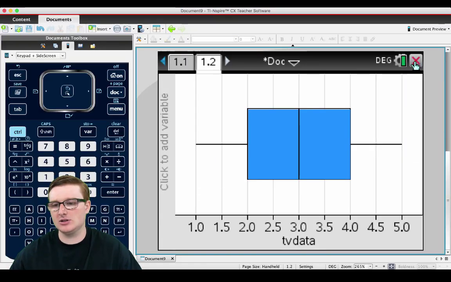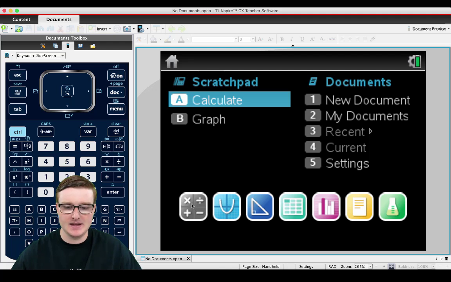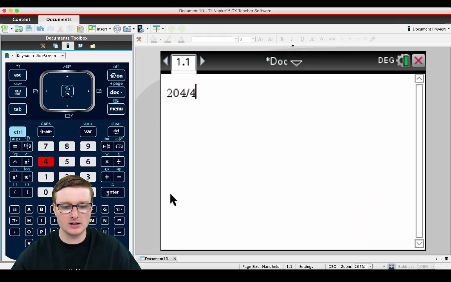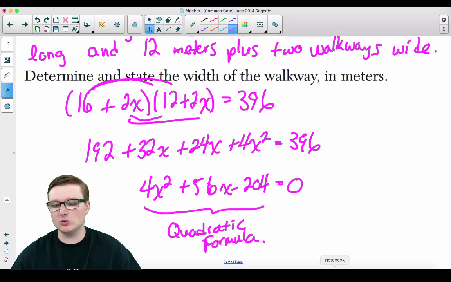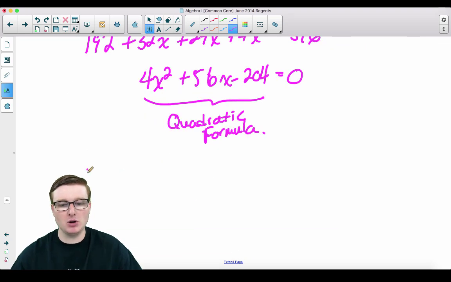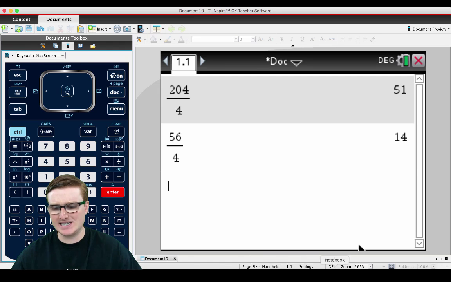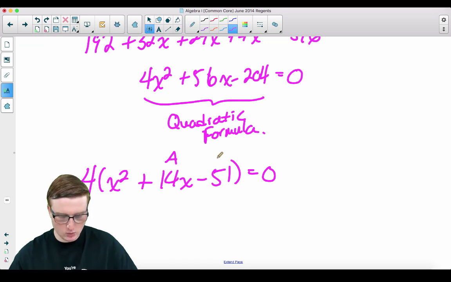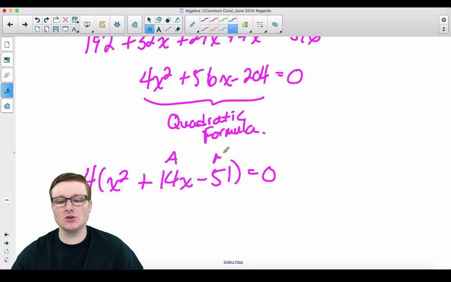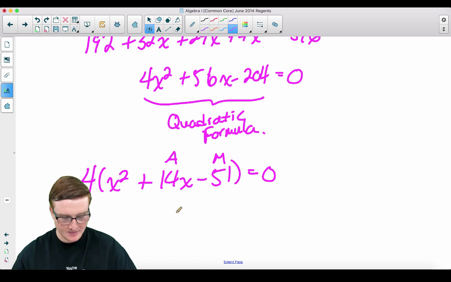Actually, you know what? No, let me try this real quick. Let me see if 204 divided by 4. All right, so 56 divided by 4. Okay, so you could use the quadratic formula or you could use basic factoring. If you pull out a 4, you're left with x squared plus 14x minus 51 equals 0.